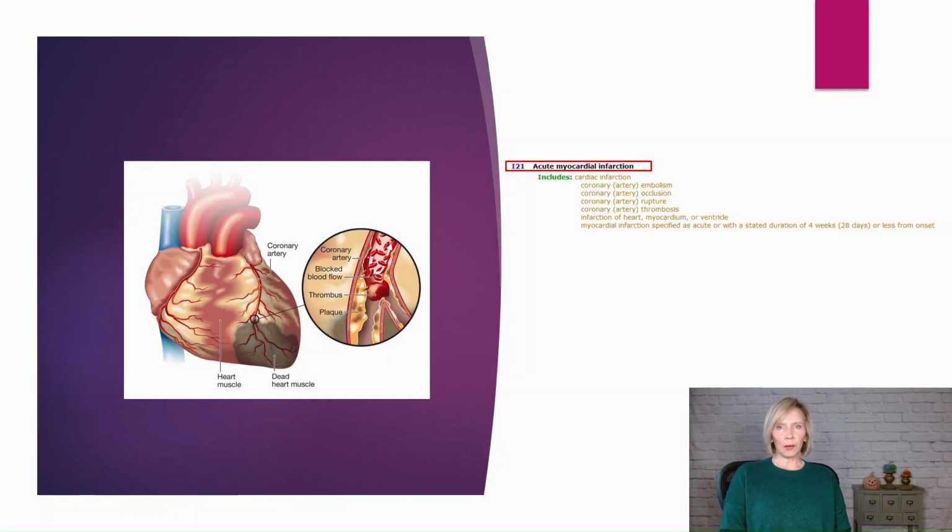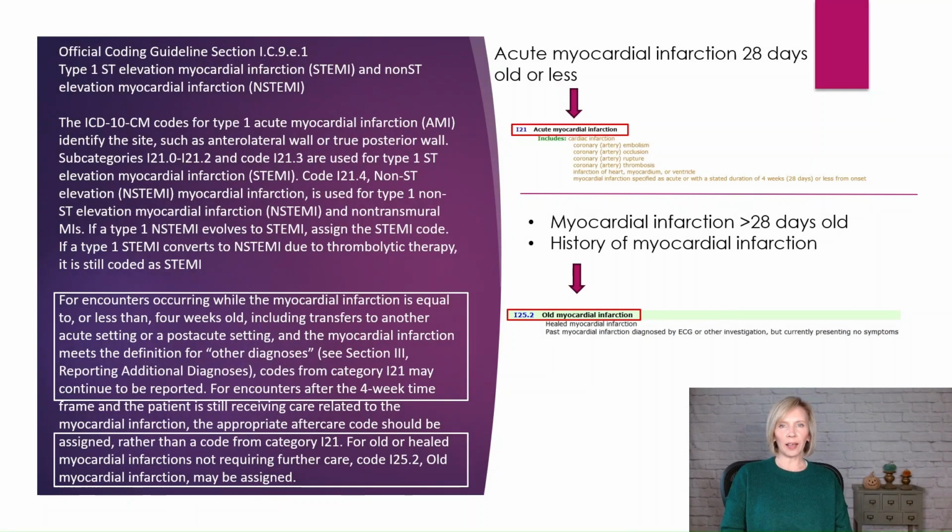An acute myocardial infarction, commonly referred to as a heart attack, happens when there's a sudden blockage of blood flow to the heart, which causes damage to the heart tissue. In ICD-10, you can find the codes for acute myocardial infarction in category I21. Codes from category I21, acute myocardial infarction, are used when the myocardial infarction is equal to or less than 28 days or 4 weeks from the initial occurrence.